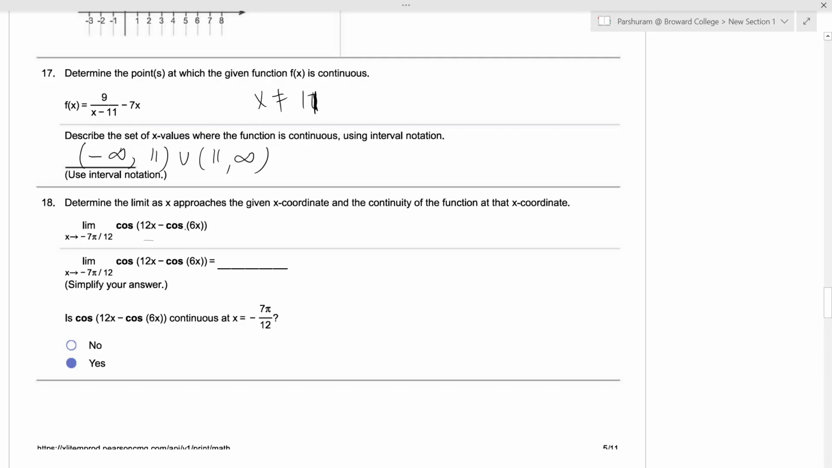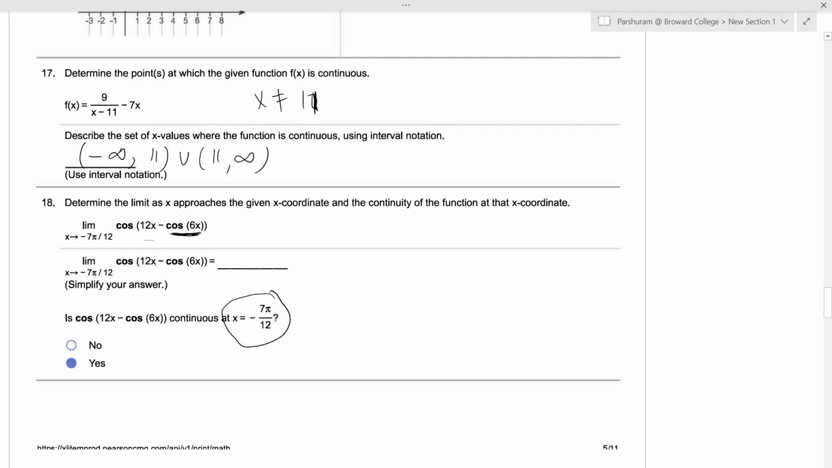We have to find the limit of this function. We know this function is continuous, so you can always interchange the limit and take it inside, or you can see this as a composition of two continuous functions. Cosine 6x is a continuous function. Cosine of this expression is also a continuous function. So a composition of two continuous functions is continuous. That's why this function is continuous at x equals -7 pi over 12. Actually, this function is continuous everywhere.